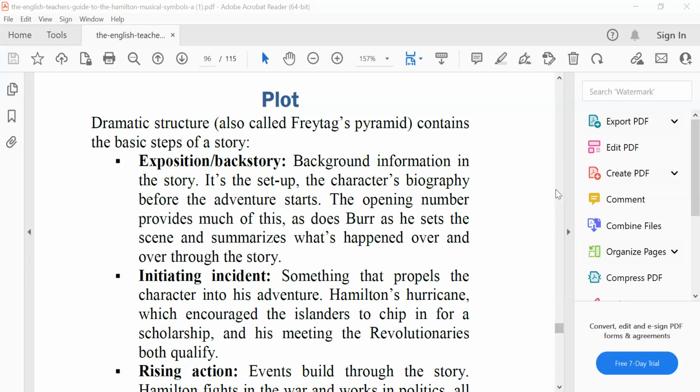What are the parts of plot? Well, there's exposition or backstory, the setup, everything that happens before we get to what our characters are up to. Cinderella's mother died and her dad died and she swept the floor for 10 years, and that's when our story begins. That's exposition. Obviously, opening number, we summarize quite a lot of Hamilton.